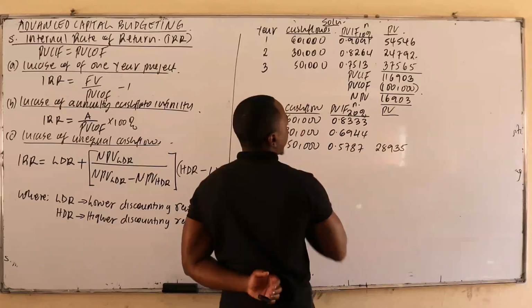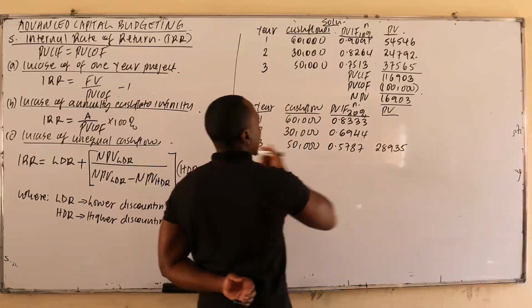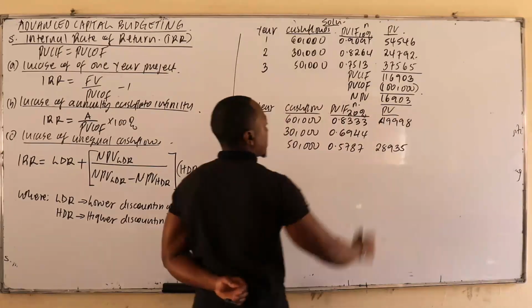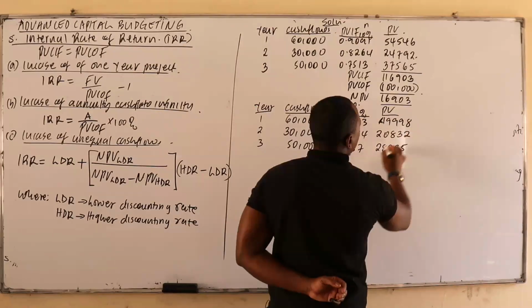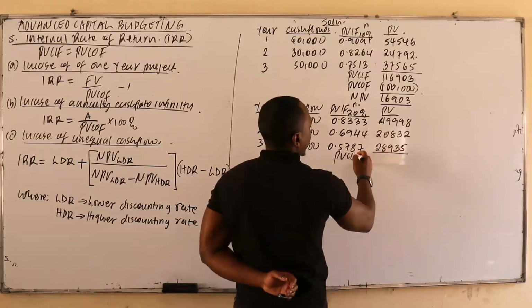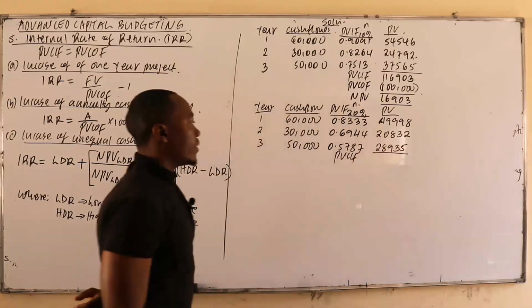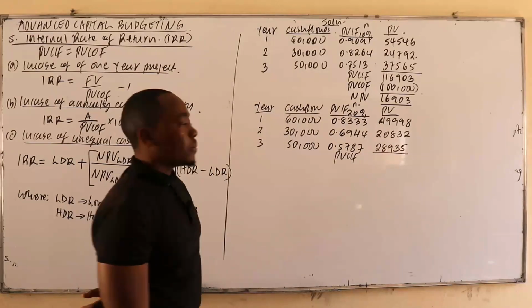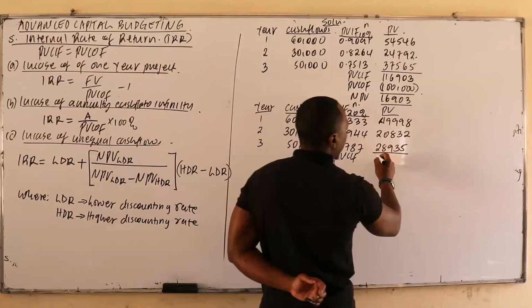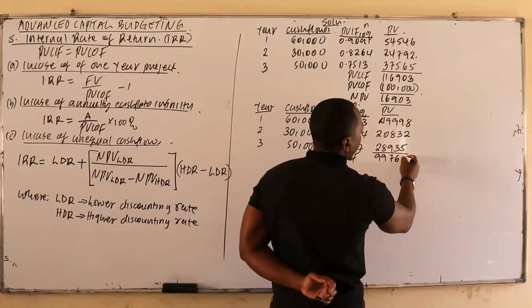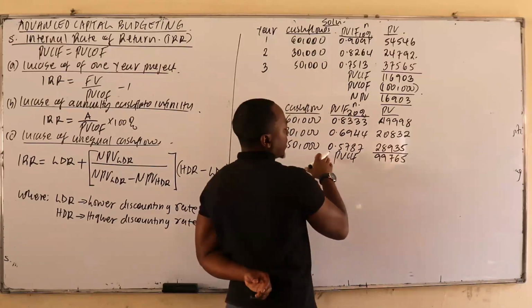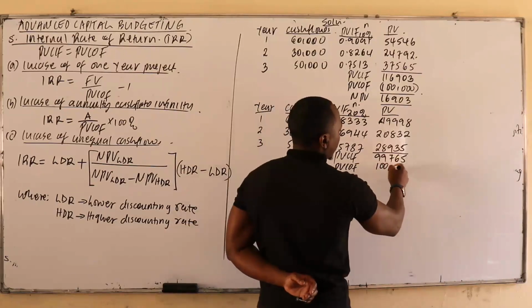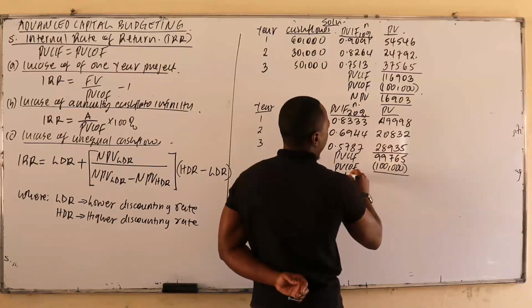49,998. 2,832. Now let's add the total to get the present value of cash inflows. 99,765. So to get NPV, you take the present value of cash inflow less the present value of cash outflow, of which the cost was 100,000. So our NPV will be negative.